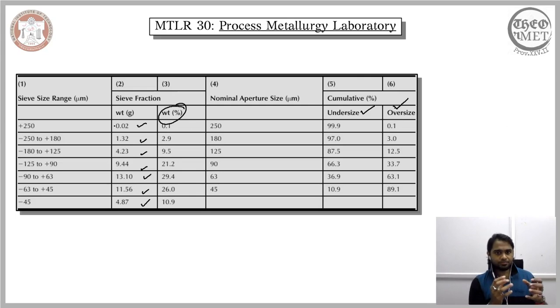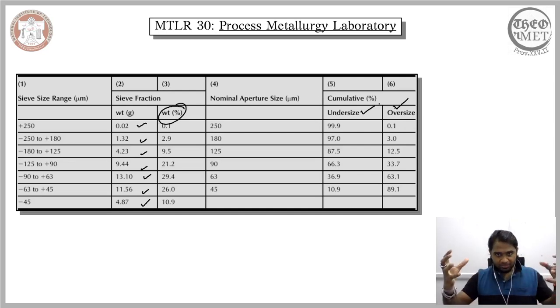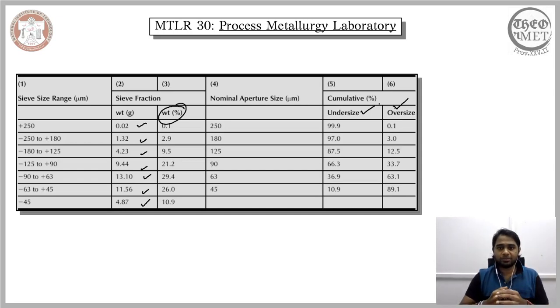So essentially, once your sieve analysis is done, you remove each of these sieves and calculate the weight of the fragments that are present in each of these sieves, and after calculating it, you estimate the weight percent, or you estimate the overall percentage of the material that is contained in that sieve, or the percentage of the material that has passed through that sieve. So either you can estimate the percentage of material that is present in that sieve, or the percentage of material that has passed through that sieve.